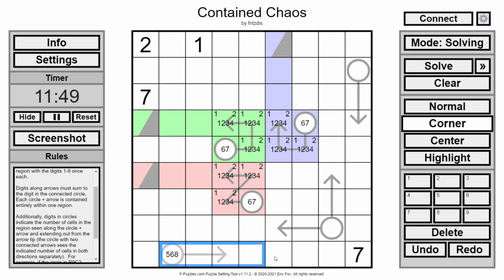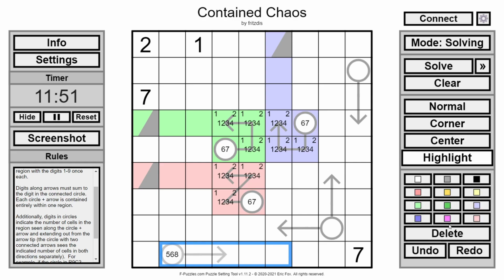1, 2, 3, 4, 5. Let's go dark green, I guess. And because I don't think these two regions are going to touch at all, that should be fine. So 5, and then these are kind of questionable.